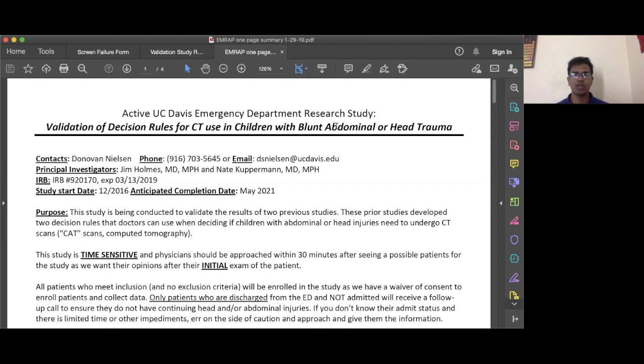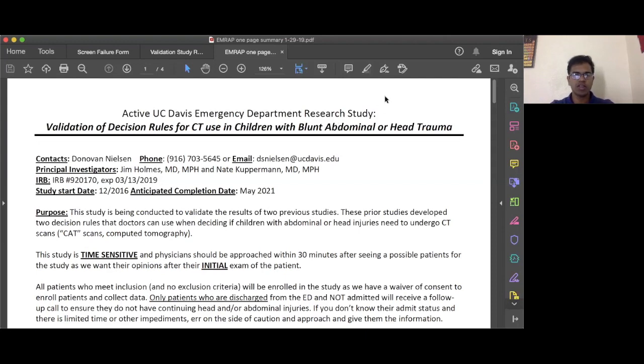So first, we're going to be going through the general information of the study and then moving on to discussing the procedure, some supplemental documents, and your role as an RA when screening and enrolling for validation. So let's go ahead and cover some basics on the one-page summary.